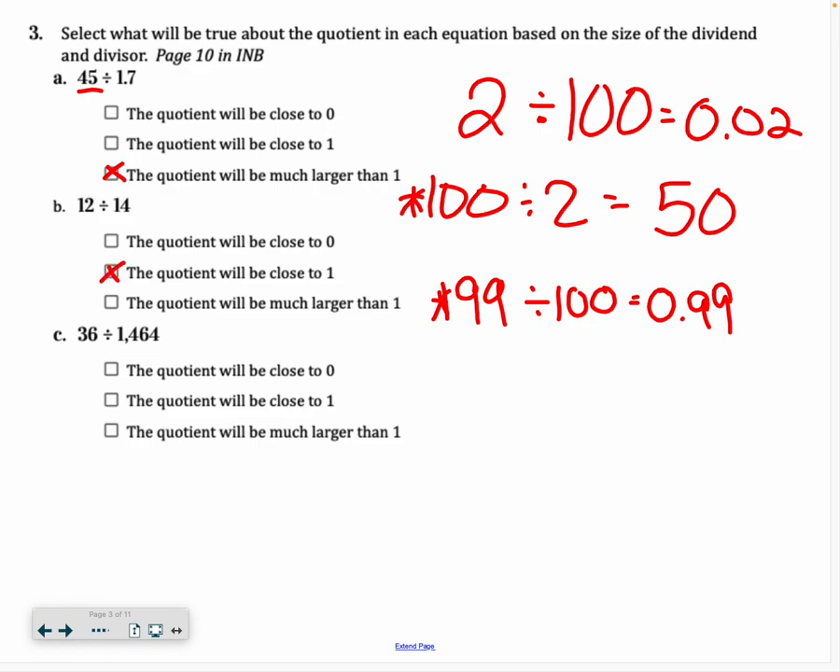And then 36 divided by 1,464, that one is going to resemble that first example I gave. Even though 36 isn't a small number, when you compare it to the 1,464 that it's being divided by, it is a small number. So that one is going to give us a quotient that would be close to 0.